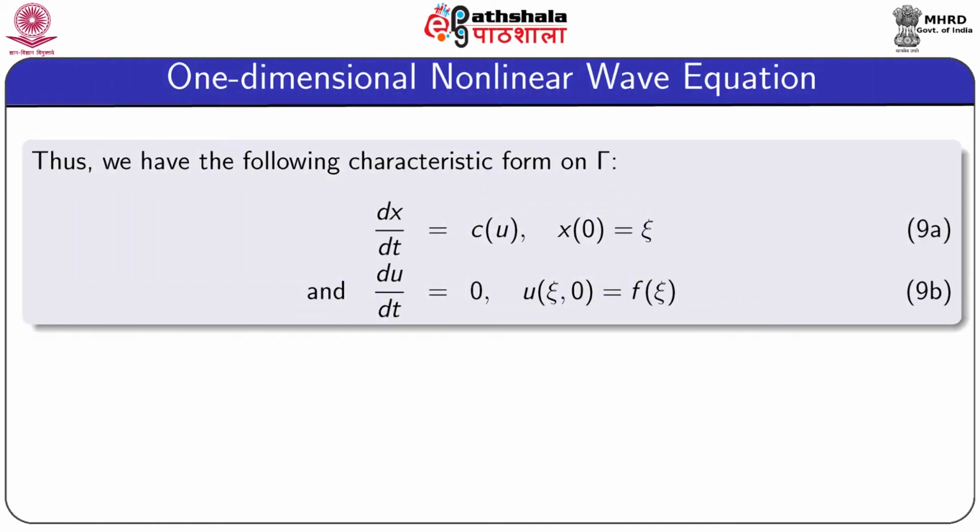Therefore, solving the nonlinear equation 5 is equivalent to finding the solution of the simultaneous ordinary equations dx/dt equals cu, where the value of x at time t equals 0 is xi, and du/dt equals 0, where u at time t equals 0 is f(xi).